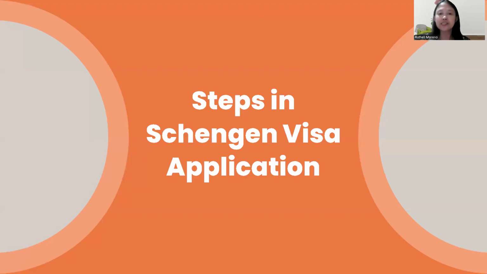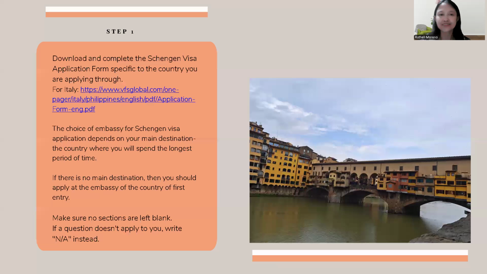So what are the steps in Schengen visa application? Step 1 is to download and complete the Schengen visa application form specific to the country you are applying through. So for example, if you're applying through Italian embassy, then you have this link.